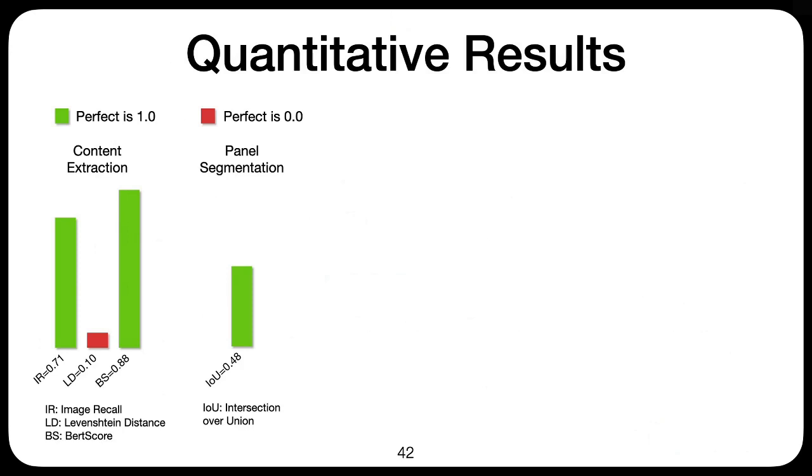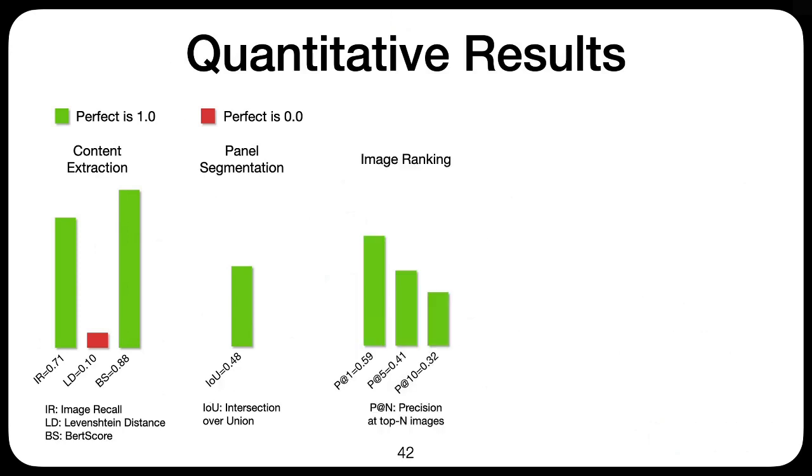For the second one, panel segmentation, we suggest using the intersection over union. Given the ground truth mask of the segmentation and the mask that is returned by the system, we compare these masks and see if they match. We expect a perfect match as 1 in this case. You can see here that we are far from 1, but it's still useful results.